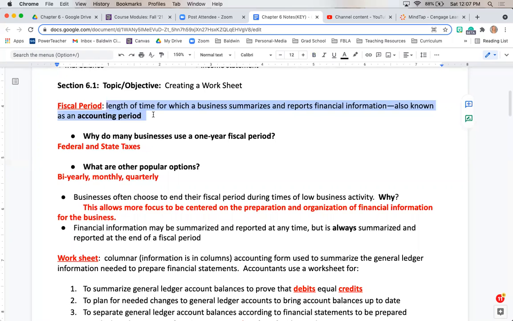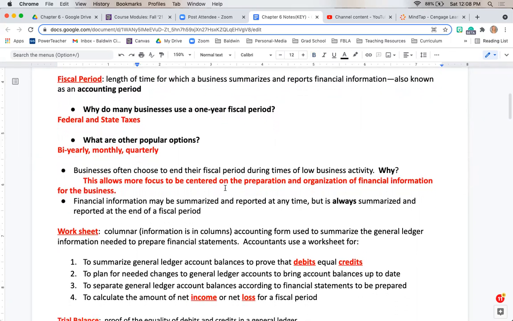A fiscal period is not necessarily January to December for all businesses. Like the school district, for example, is August 1 to July 30th of the next year. A lot of your ag industries will end theirs in October. Most businesses are going to do a 1-year fiscal period, and that just has to do with state and federal tax reporting. It's easier that way. Other options are bi-yearly, so twice a year, monthly, or quarterly.